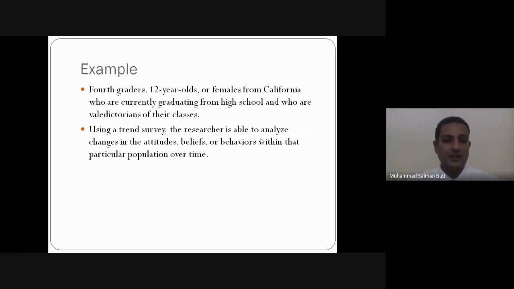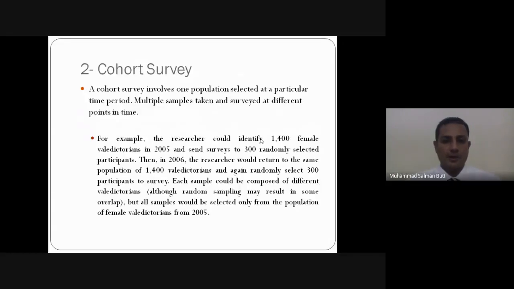And using a trend survey, the researcher is able to analyze changes in the attitude, beliefs, or behavior within that particular population over a period of time. The next most important longitudinal survey research is the cohort study. The cohort means a group of people sharing the same characteristics.